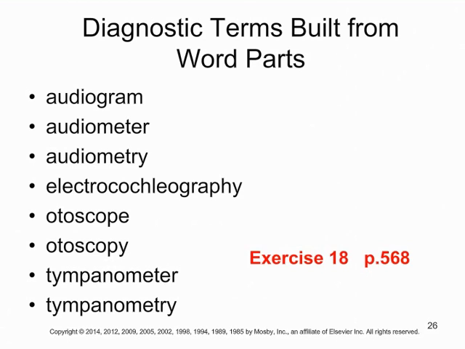We also have electrocochleography. Graphy means the process of recording. So it's the procedure in this case. Just like metry is the procedure of measuring something, graphy is the procedure of recording, in this case, electrical activity of the cochlea. We have otoscope and otoscopy.